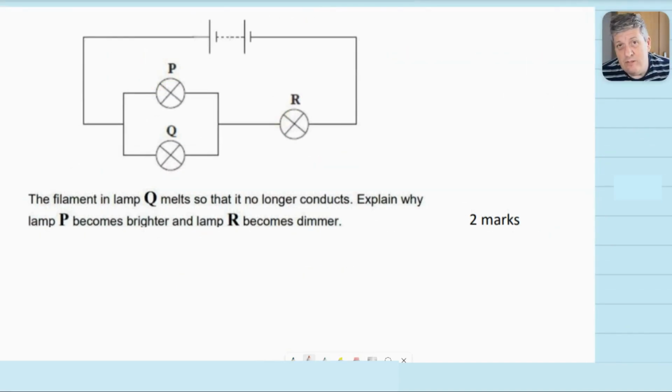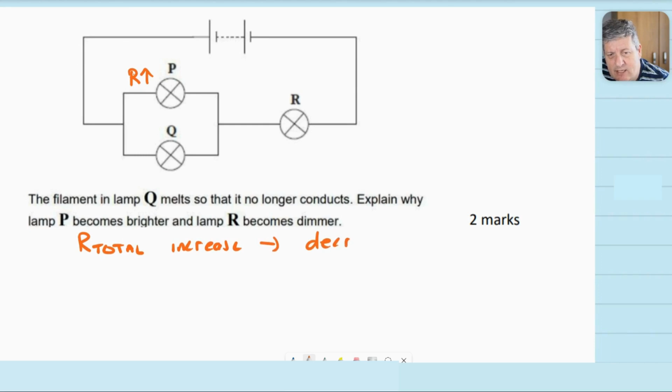Yeah, so the other way we could answer this question is using the current, finding the current in the circuit and what happens to that. Again, starting with the idea that the resistance on this side of the circuit is going to increase because P is now on its own and not in parallel. So the total resistance in the circuit is going to increase as well, which will decrease the circuit current.